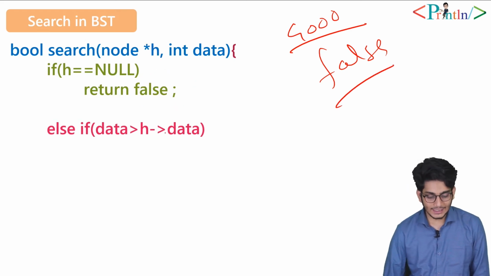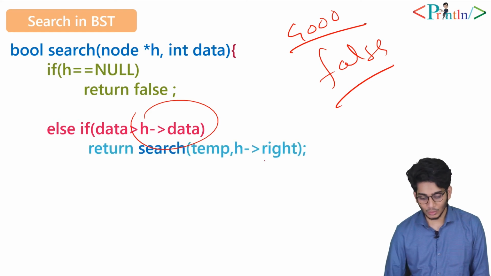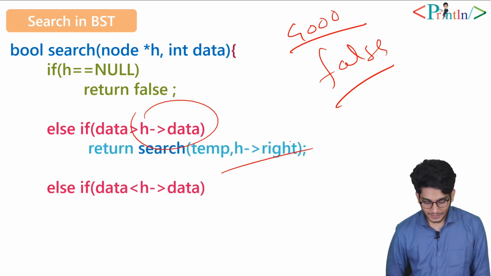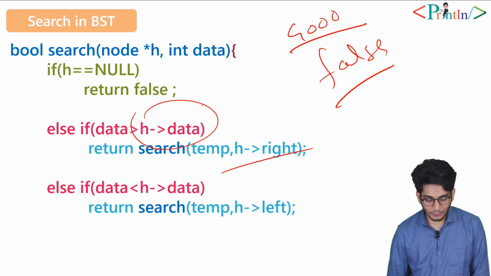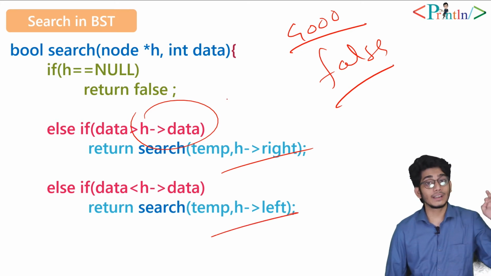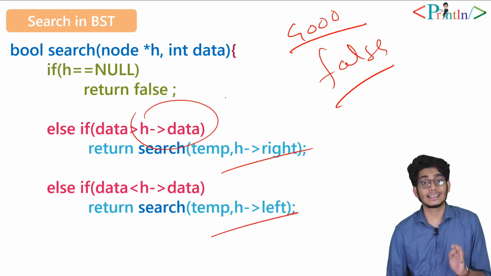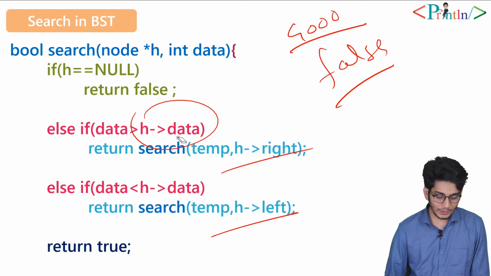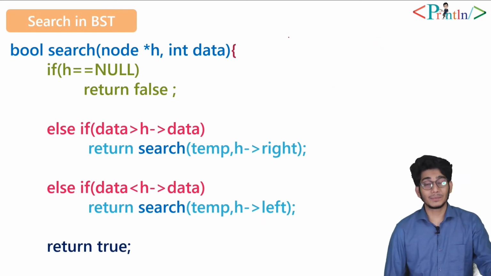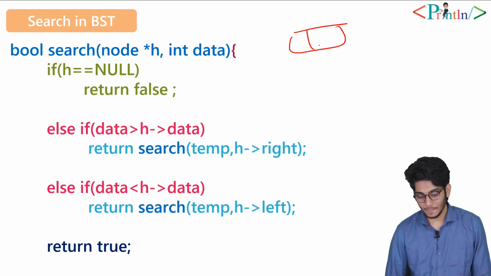If our data is greater than h data, then we'll go for the right subtree. If our data is less than h data, we'll go for the left subtree. I discussed that in detail in the last slide. Else we'll simply return true. So let me explain this again, so your whole concept will be clear.